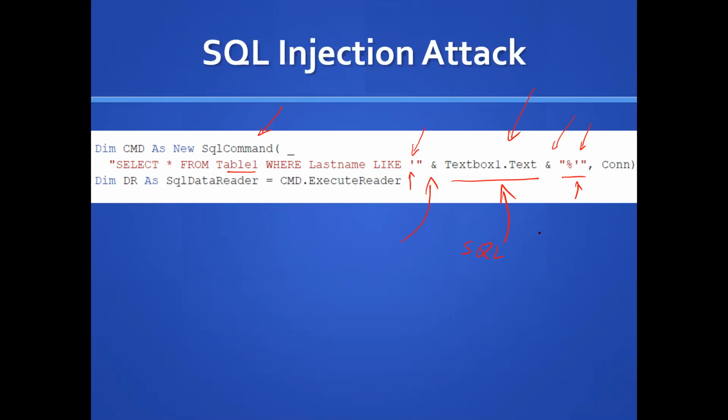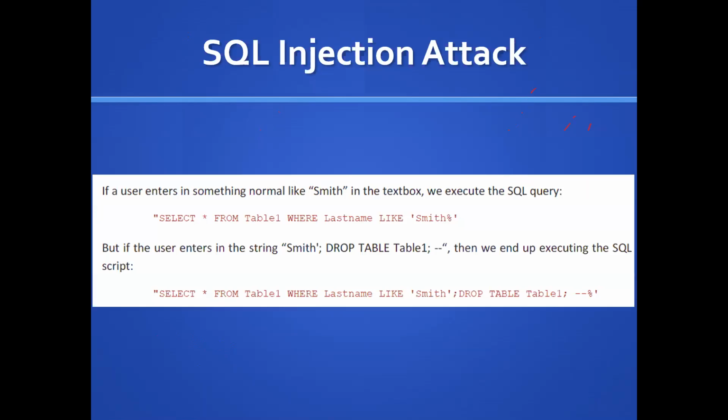So that's really the goal of the lab. This lab is not very complex. The idea is just that, and then we just have to figure out the inputs. If a user enters something like Smith in the text box, then we execute the SQL query, select all from Table1 where last name like Smith. You can see that there. However, if the user enters the string, notice what's different.